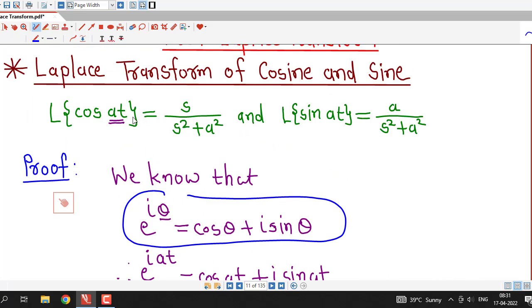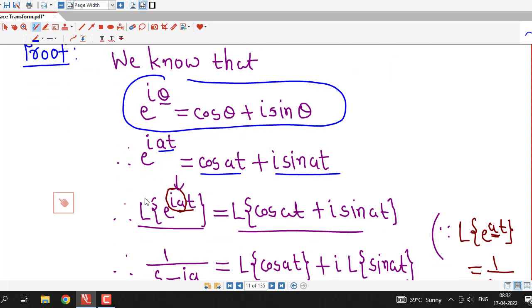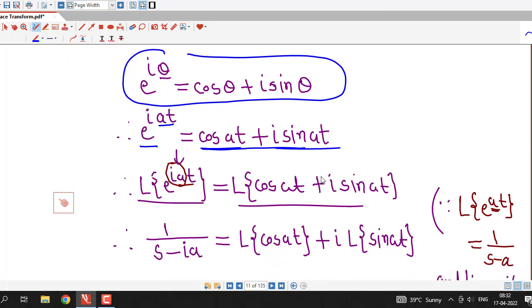Now here our angle is at. So we replace theta by at. So we have e raised to i at equal to cos at plus i sin at. Then we have applied Laplace transform on both sides. Laplace transform of e raised to i at equal to Laplace transform of cos at plus i sin at.